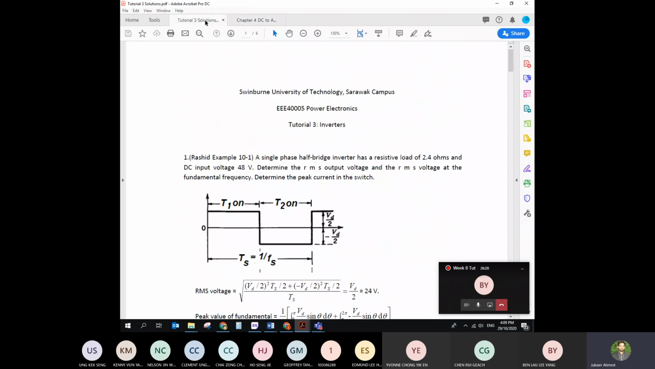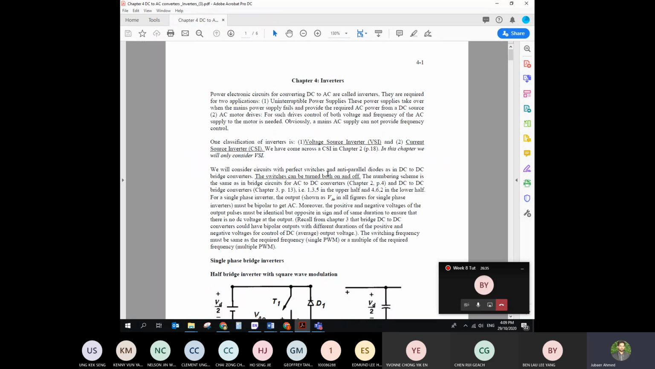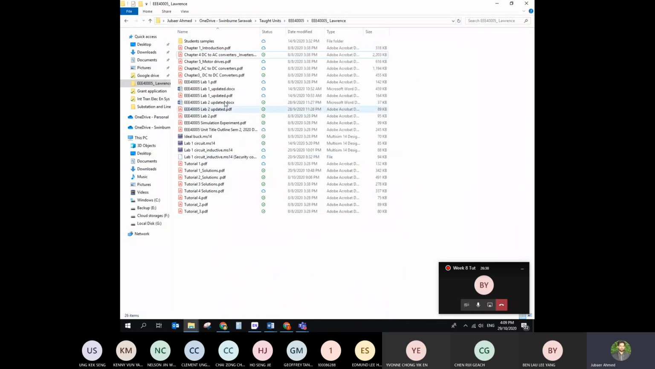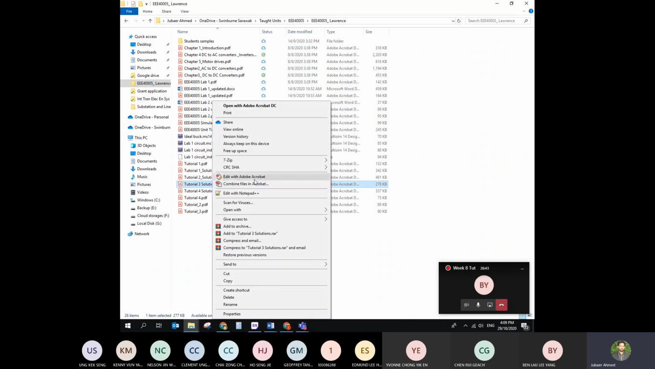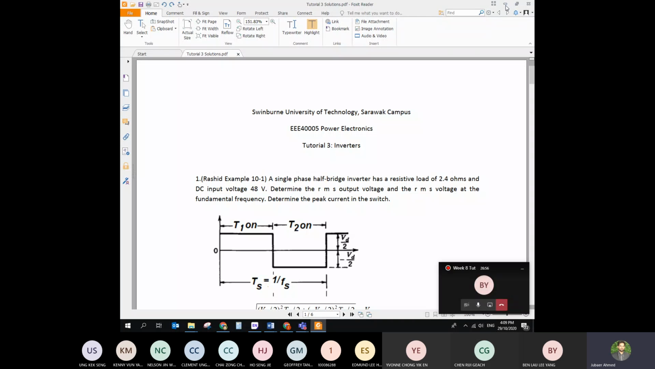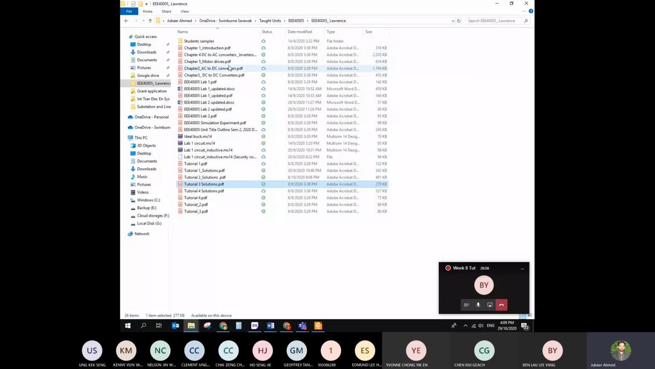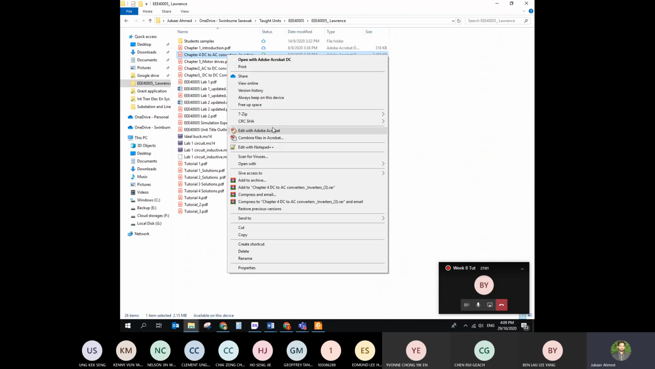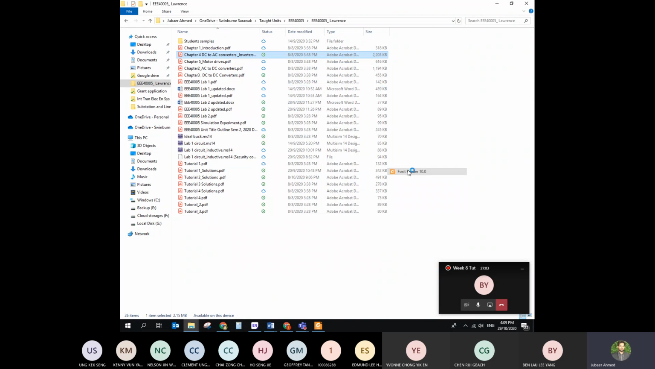So these are the chapter 4 notes on inverters, and these are our tutorials for inverters. I think it's better I open it in Foxit Reader for teaching purposes. I don't like Adobe. Adobe is a bit troublesome. Not troublesome, it's not very easy to draw around. It's a bit heavy. So let's use my Foxit Reader. I like Foxit. Where is chapter 4? This is chapter 4. Also open with Foxit Reader.